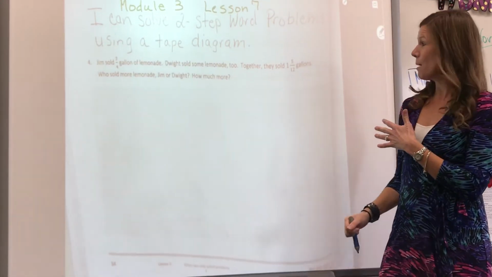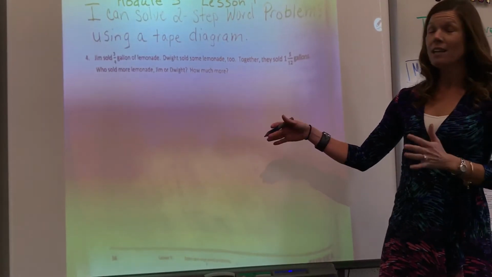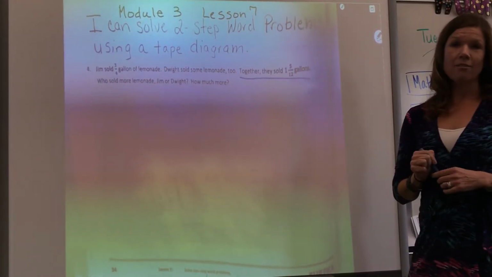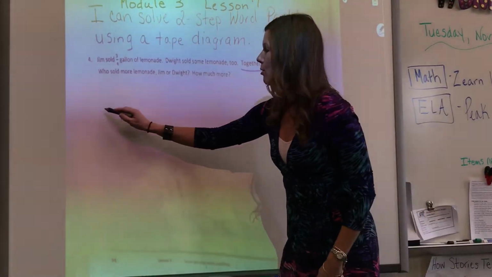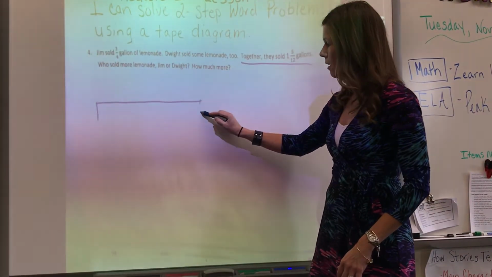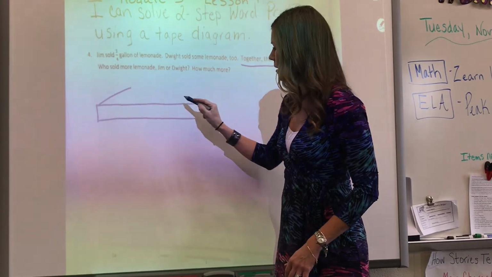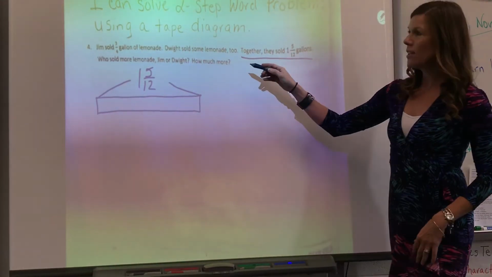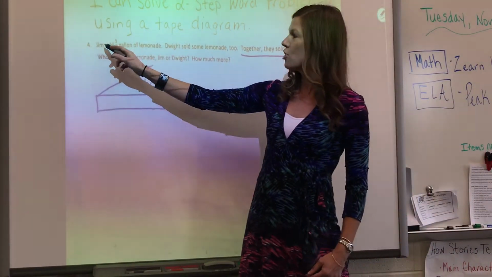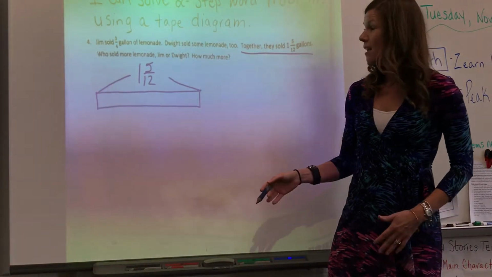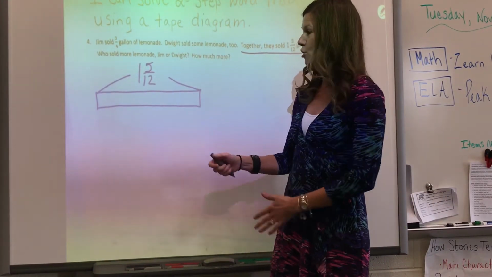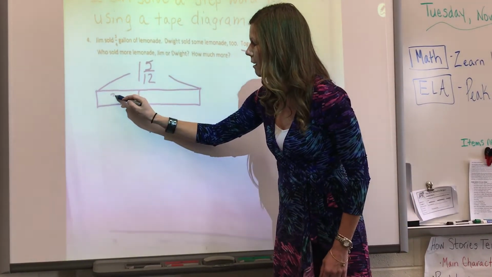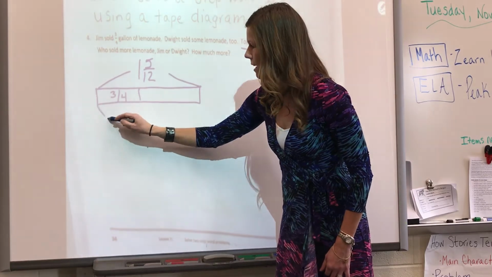When we take a look at this problem, we're going to look at it as a whole and see how much they sold together. In the problem, it tells us together they sold 1 5/12 gallons of lemonade. So I'm going to draw a whole that represents 1 5/12. As I look back at the beginning of the problem, I know that Jim sold 3/4 gallon of lemonade. So I'm going to take my whole and separate it to show how much Jim sold. So I'll put this here, and we know that Jim had 3/4, and his name will go here.